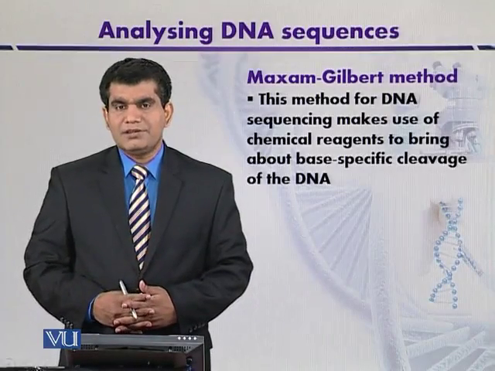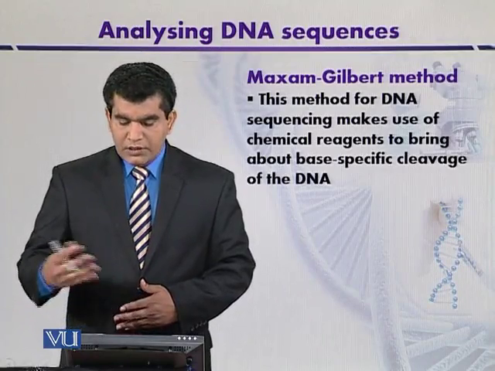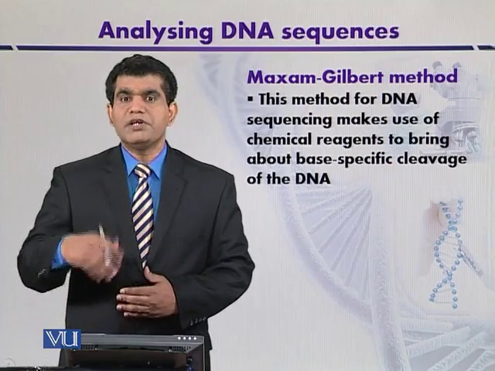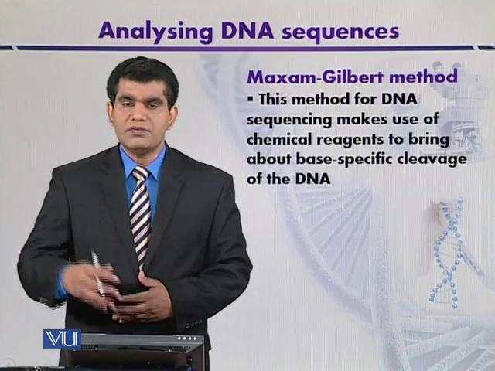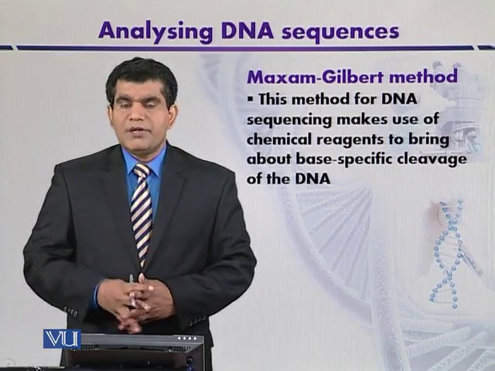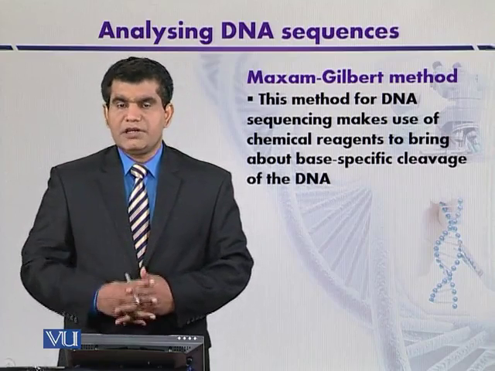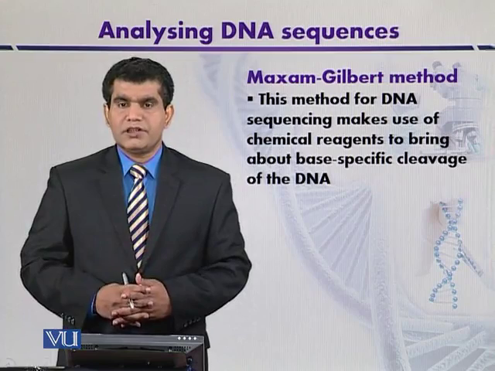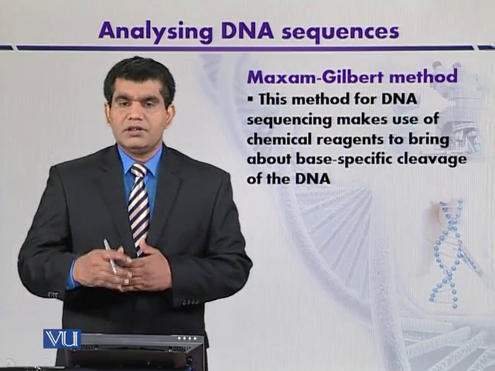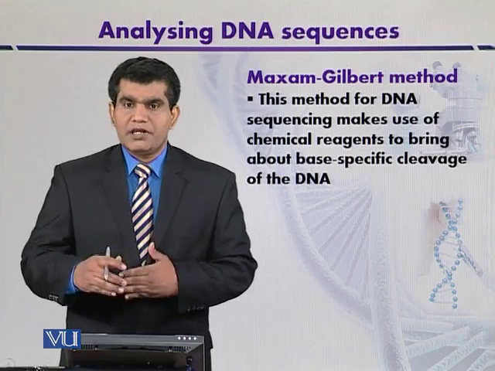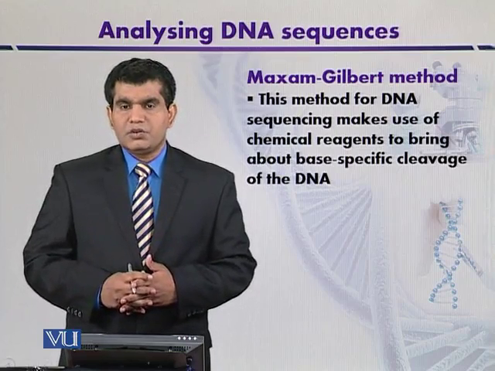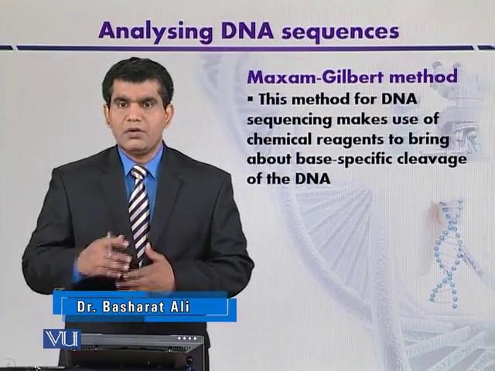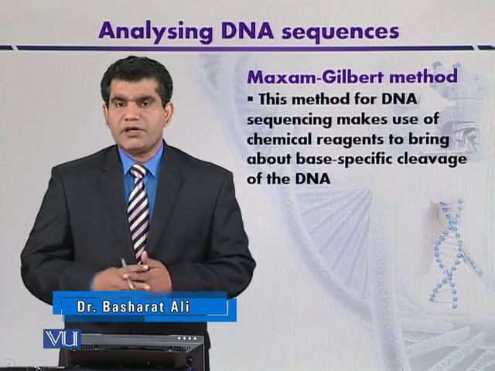Maxim and Gilbert method of DNA sequencing. This method of DNA sequencing makes use of chemical reagents to bring about base-specific cleavage. Although this method was used in the mid-70s and later replaced with more suited methods based on enzymatic reactions, we can still discuss it so that one can get basic information from the history of how DNA sequencing first started.